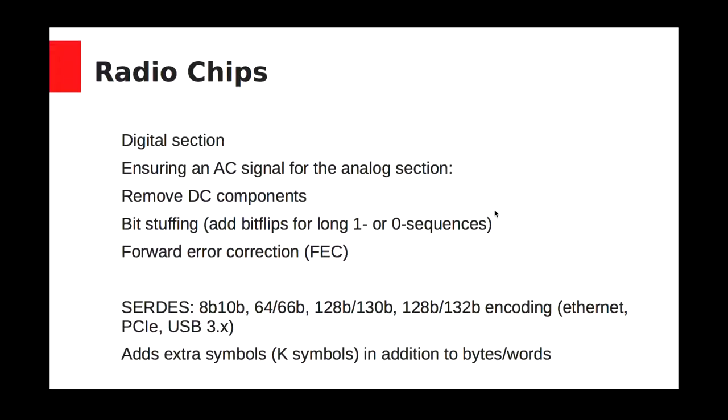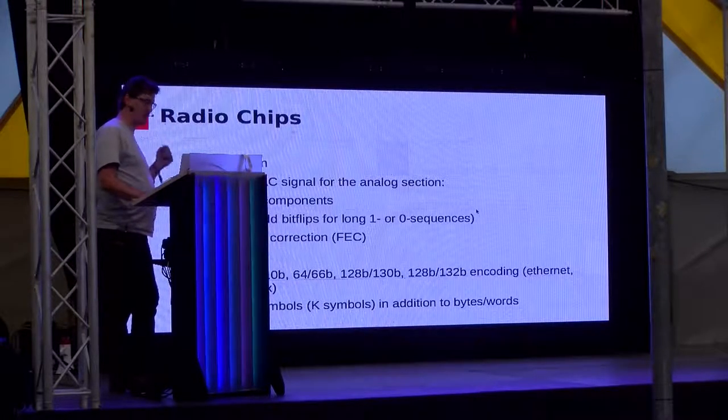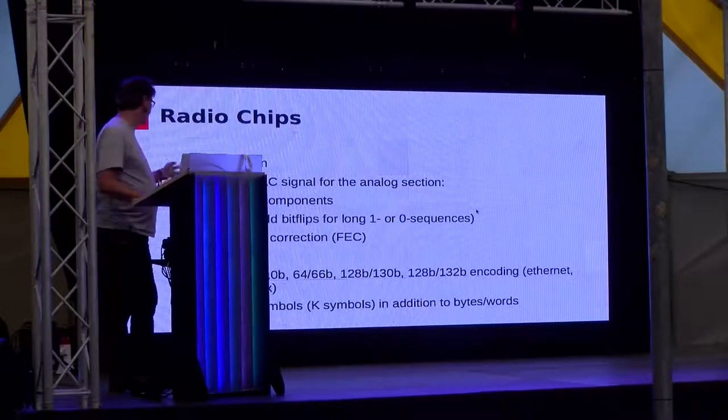I will skip a bit through this because this is all about removing DC components, analog transceivers. You cannot send a very long string of ones to them. They will need some 1-to-0 transitions to recover the clock and keep the receiver synchronized with the transmitter. Same you also find in PCI Express, which is also a serial signal, which has similar properties. And you also get a few K symbols.